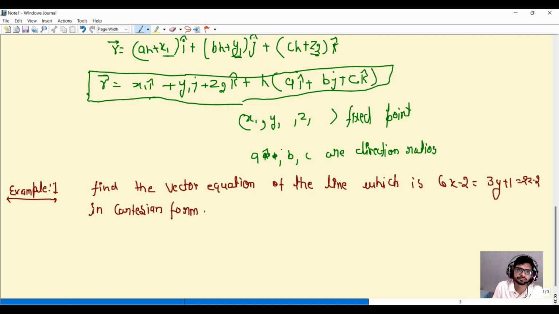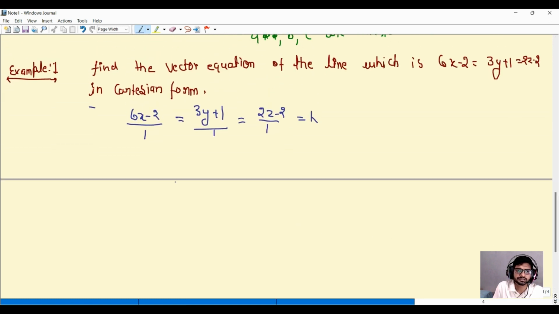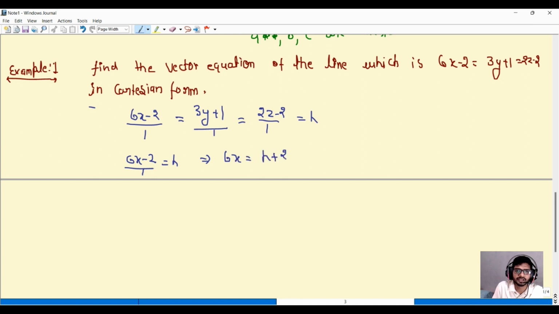So what we are going to do is put this equation: 6x minus 2 upon 1 equals 3y plus 1 upon 1 equals 2z minus 2 upon 1 equals lambda. Then we will find the values of x, y, and z. So 6x minus 2 equals lambda, then 6x equals lambda plus 2, then x equals lambda plus 2 upon 6.